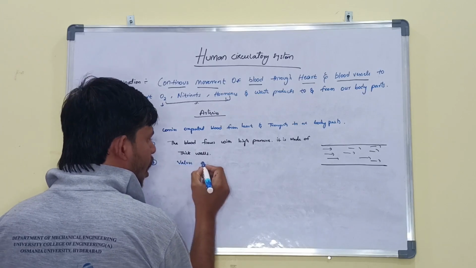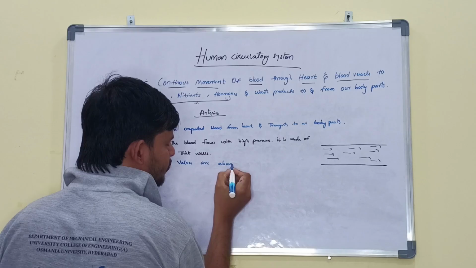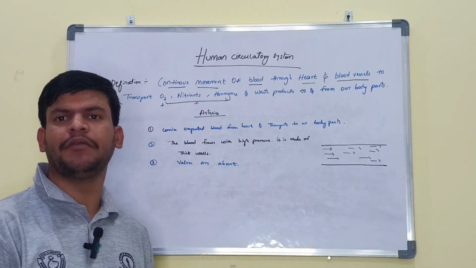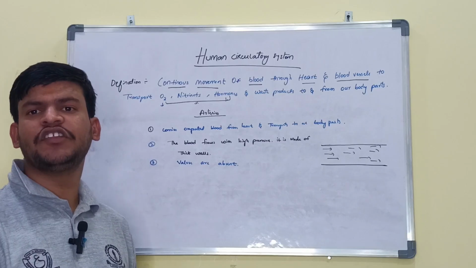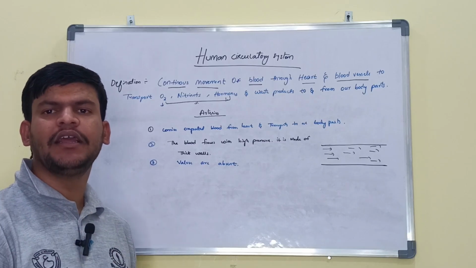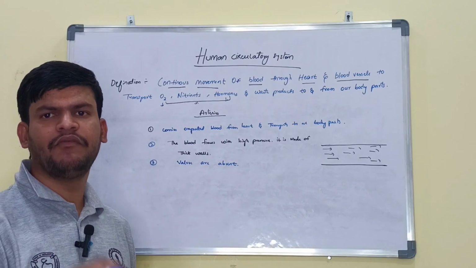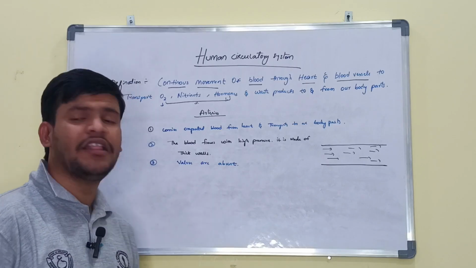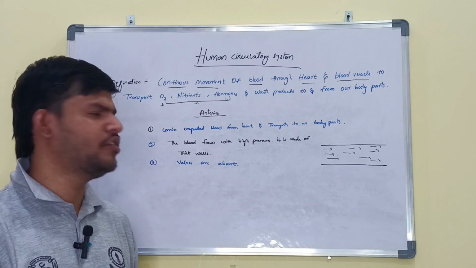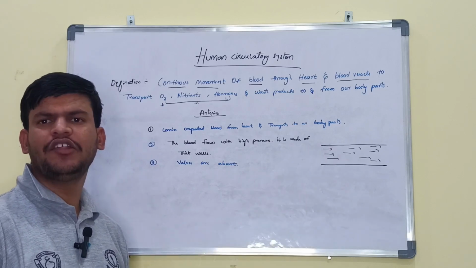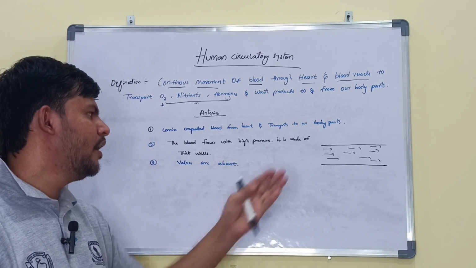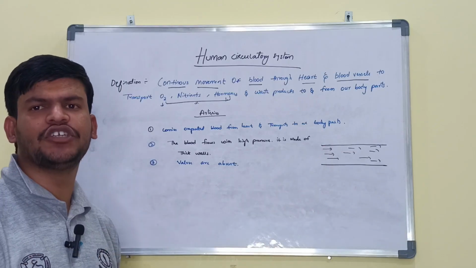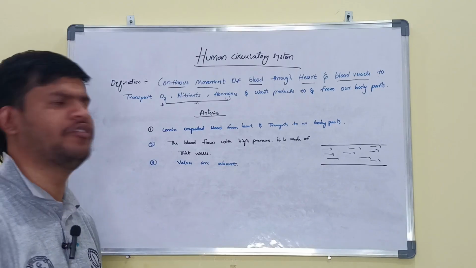Third point is valves are absent. What are valves? Valves are nothing but which resist the flow of blood in backward direction. That means it resists backflow of blood. Here there is no requirement of valves because the blood is flowing with high pressure. There is no chance of flow of blood in a backward direction, so there is no use of valves.